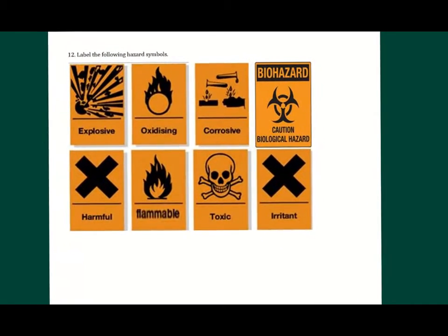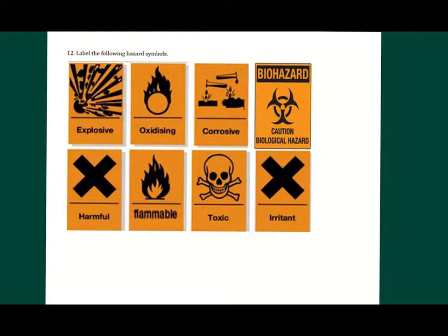Here you are asked to label the following hazard symbols. So in the exam you are expected to have a picture and you are asked to label. This is the explosive, oxidizing, corrosive, biological hazard, harmful, flammable, toxic, and irritant. You should be able to recognize the figure and to know the label of each symbol.